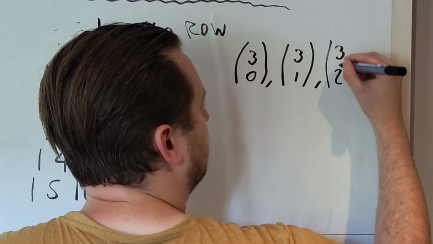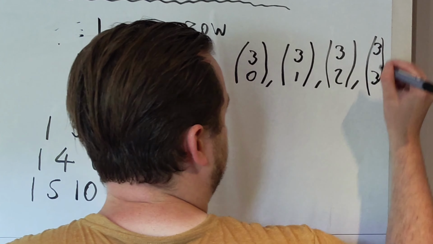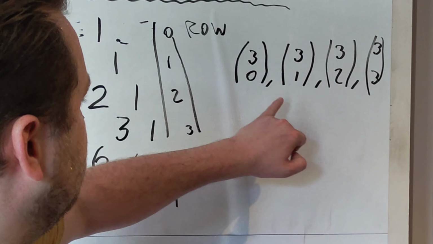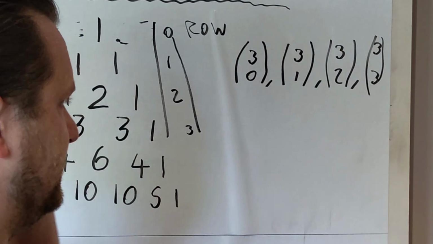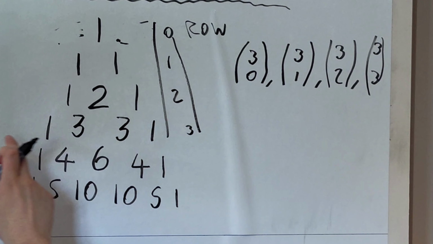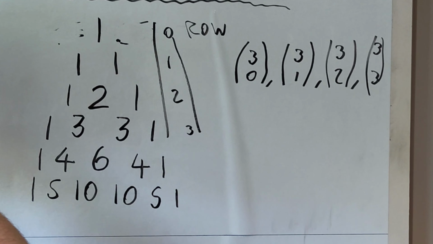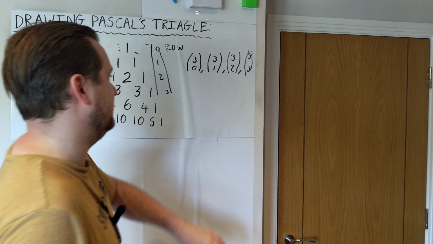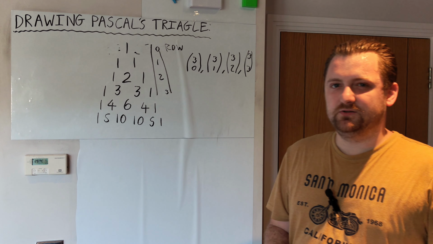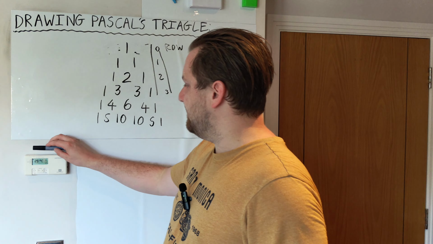3 choose 2. And again, this video is more just about drawing the triangle, but I wanted to give some context. So that's 3 choose 0, 3 choose 1, 3 choose 2, and 3 choose 3. Sorry for the terrible drawing. So these values will be equal to the third row. So 1, 3, 3, 1, okay? And then that's how you can quickly work out these values instead of using that more complicated formula I showed you earlier. So hopefully that makes sense.